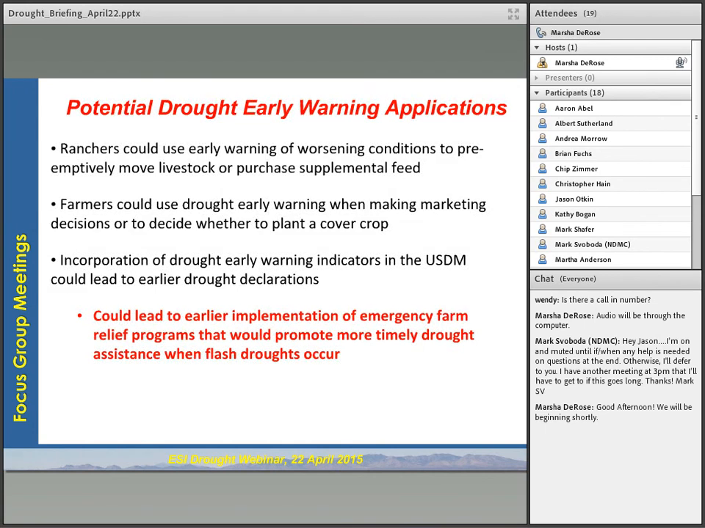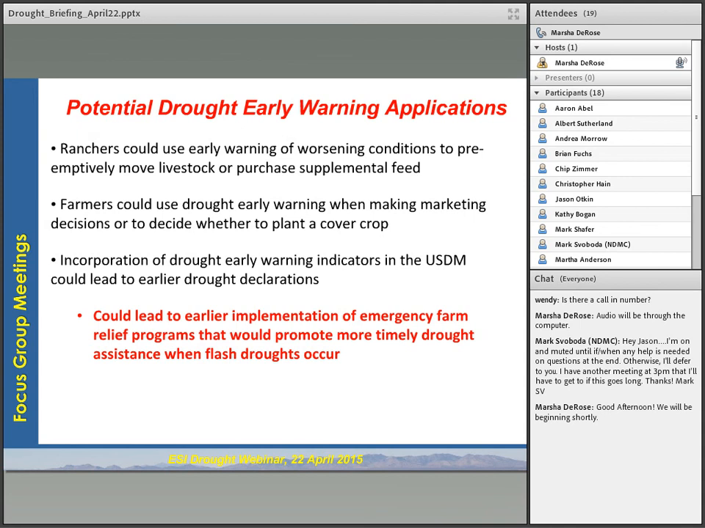Okay, so the attendees were also asked to describe how access to improved drought early warning information would affect their decision-making process. For ranchers, early warning of worsening conditions would allow them to preemptively move livestock to different pastures or to purchase supplemental feed. Farmers indicated that drought early warning information could affect their marketing decisions and could also help them decide whether or not to plant a cover crop after harvest.